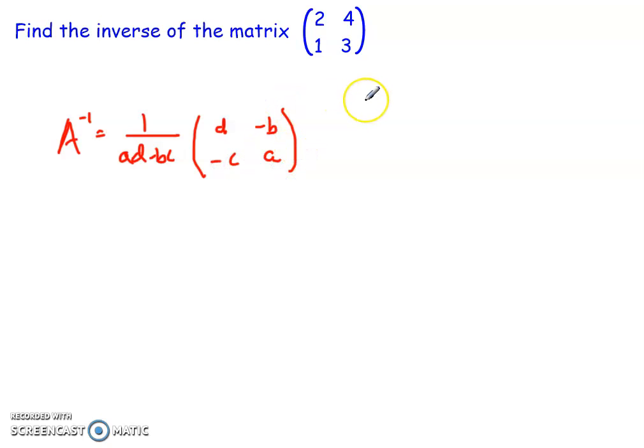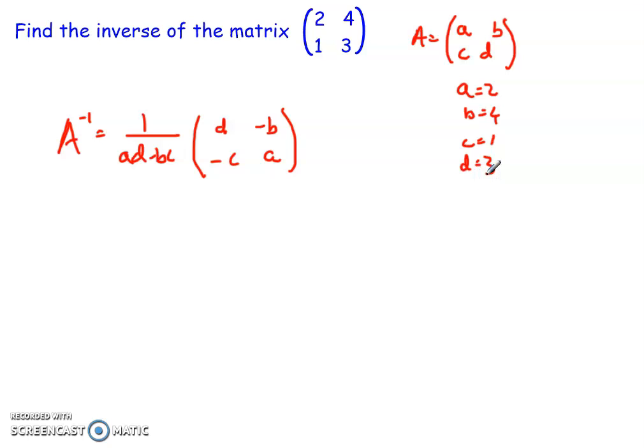Now the first thing to do is line this up with your matrix A to get the values for A, B, C and D. So we know this is all based on the fact we've got a matrix A which is equal to A, B, C, D here. And I'll line up the values. So from this I can say that A is 2, B is 4, C is 1, and D is 3.